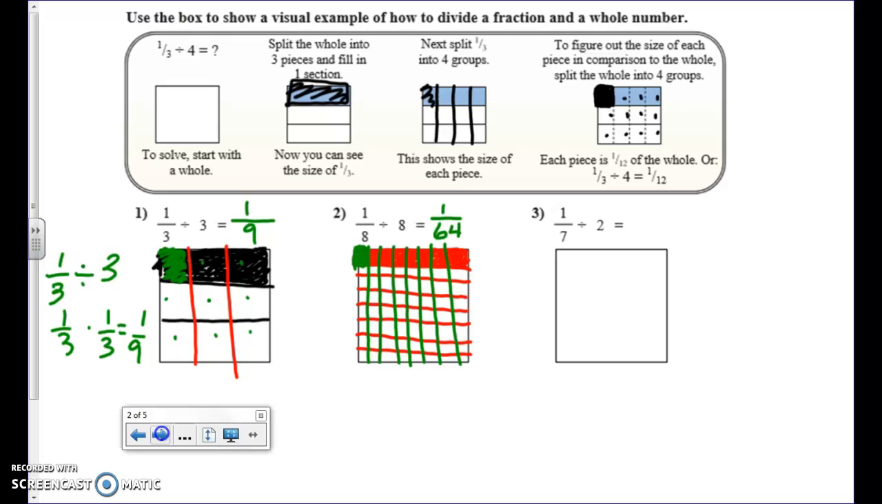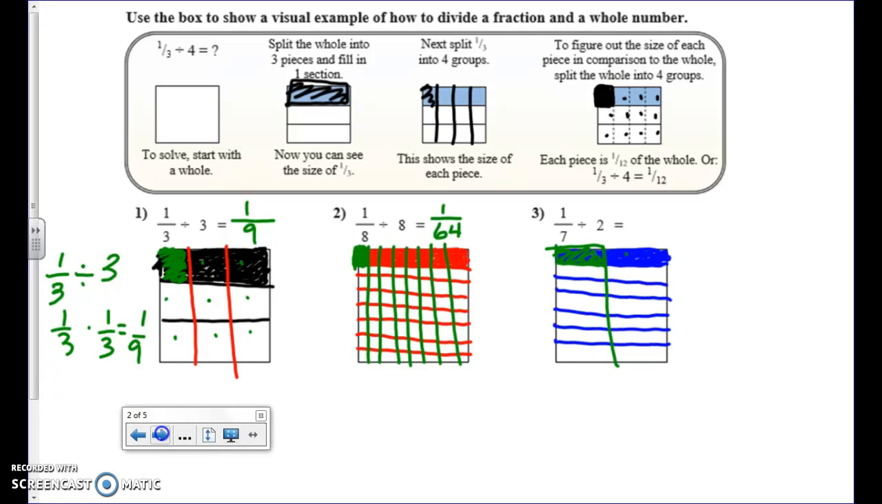And then finally I have 1/7 divided by 2, so I'm going to do 6 lines here. 1, 2, 3, 4, 5, and 6. And 1/7 will be represented by shading in one of the 7 parts of the whole. Now if I'm dividing it by 2, I want exactly half of it. So to represent that, I'm going to chop this whole into 2 pieces vertically. Right there. I'm dividing it by 2, I want 1/2 of it.